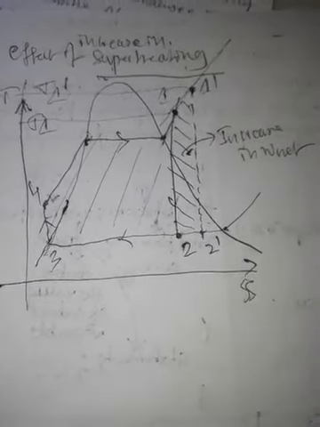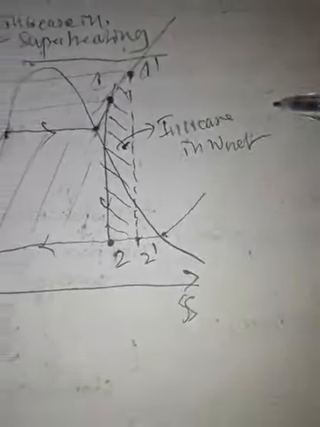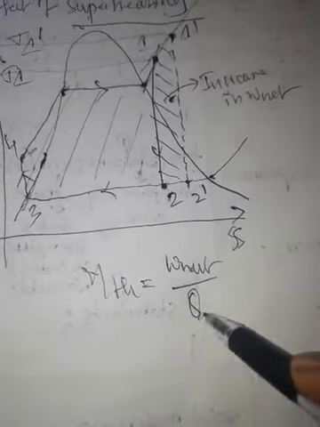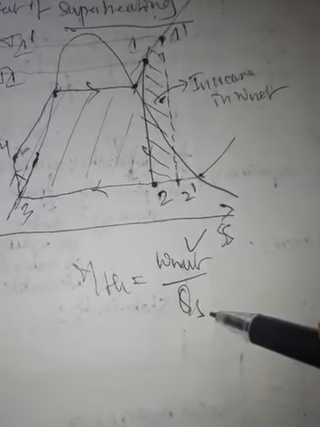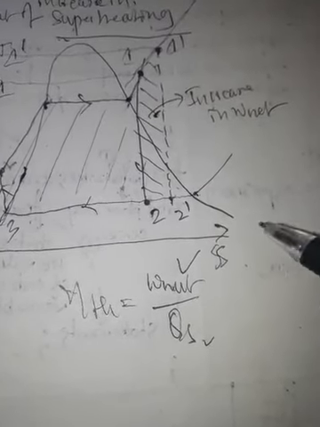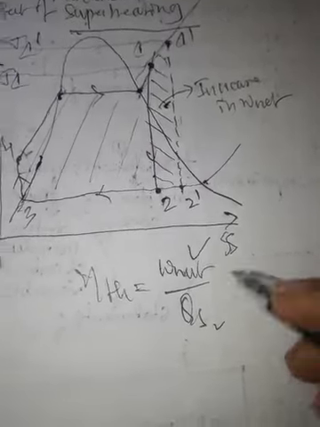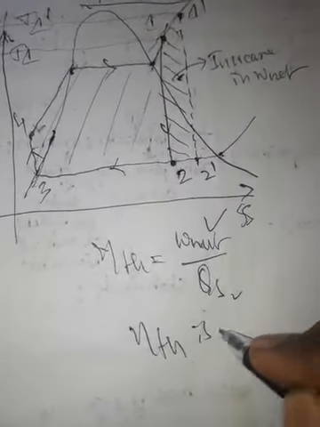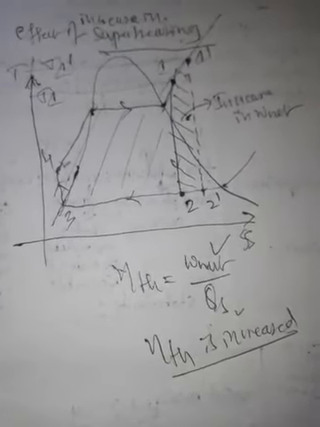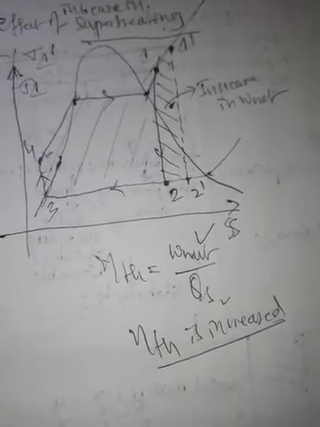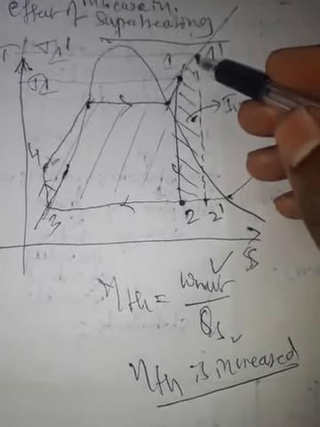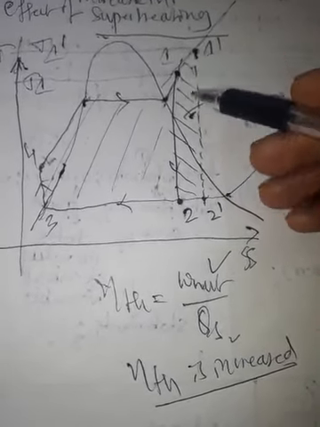So as W net is increased, we know that the thermal efficiency is W net upon heat supplied. So network also increased, heat supply also increased, but the overall effect is there is an increase in thermal efficiency. So therefore thermal efficiency is increased.